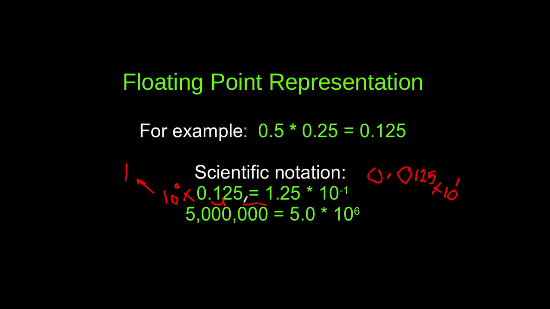Here's another example. We have what's this? 5 million equals what? 5.0 multiplied by 10 to the power 6. 10 to the power 6 is what? A million. So what we're saying is we're multiplying 5 by a million, which is 5 million. Here, what are we saying? We're multiplying 1.25 by 1 over 10. Here we're multiplying it by 10.